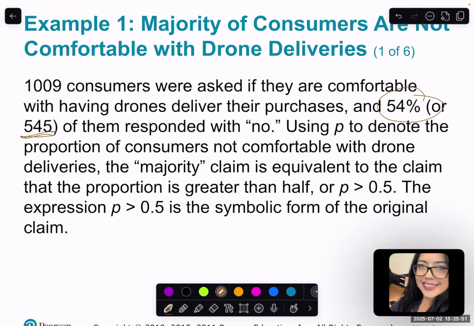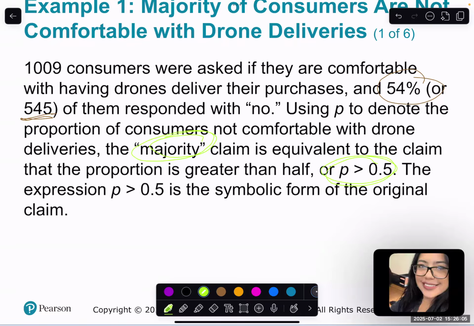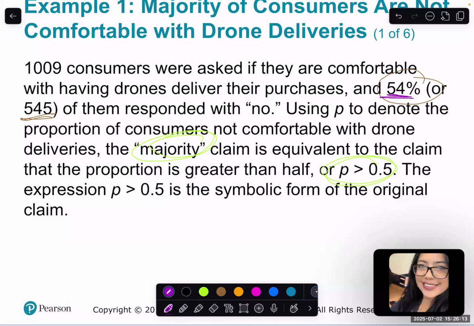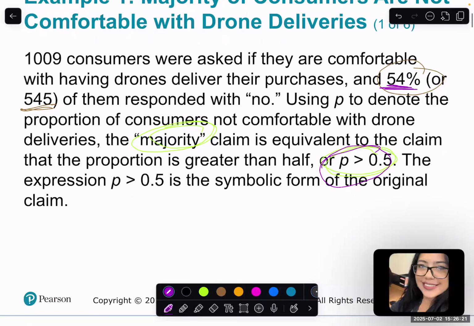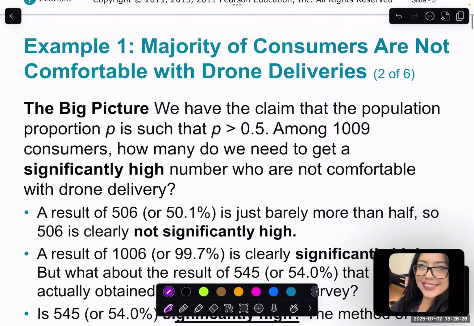The majority, so this is the keyword, the majority in the claim is equivalent to the proportion being greater than half. So the population proportion P is greater than half. The expression P greater than 0.5 is a symbolic form of the original claim. So based on this information, we know that 54% are not comfortable. That means that that is greater than 0.5. That would be the symbolic form for the claim: the majority of the consumers are not comfortable with the drone delivery.